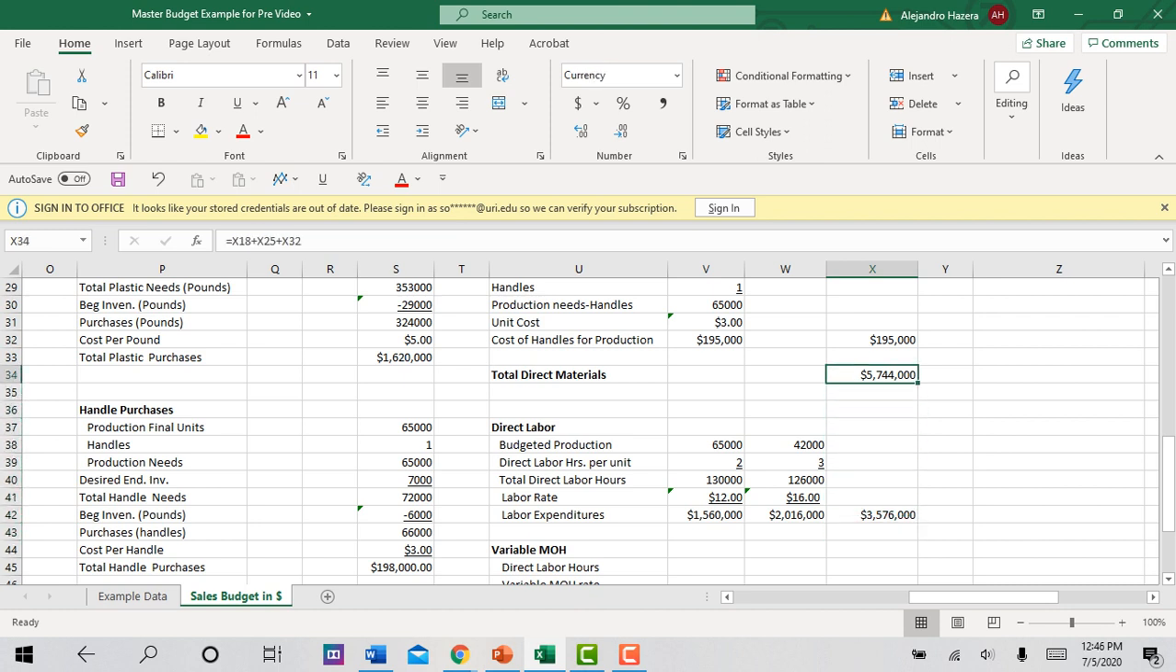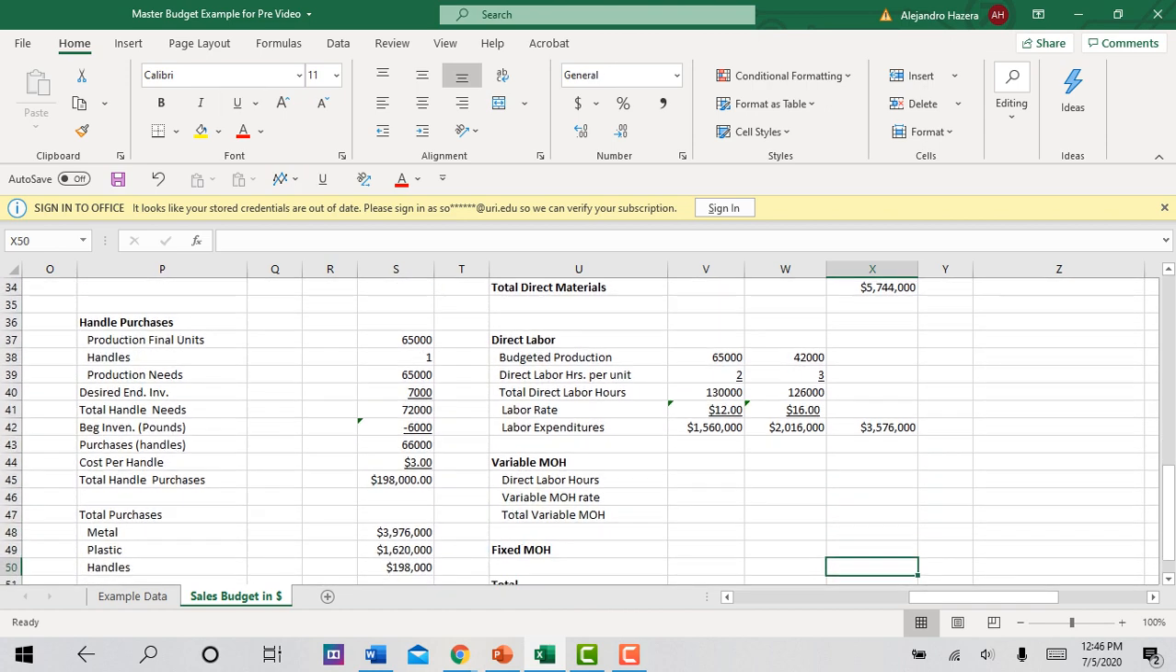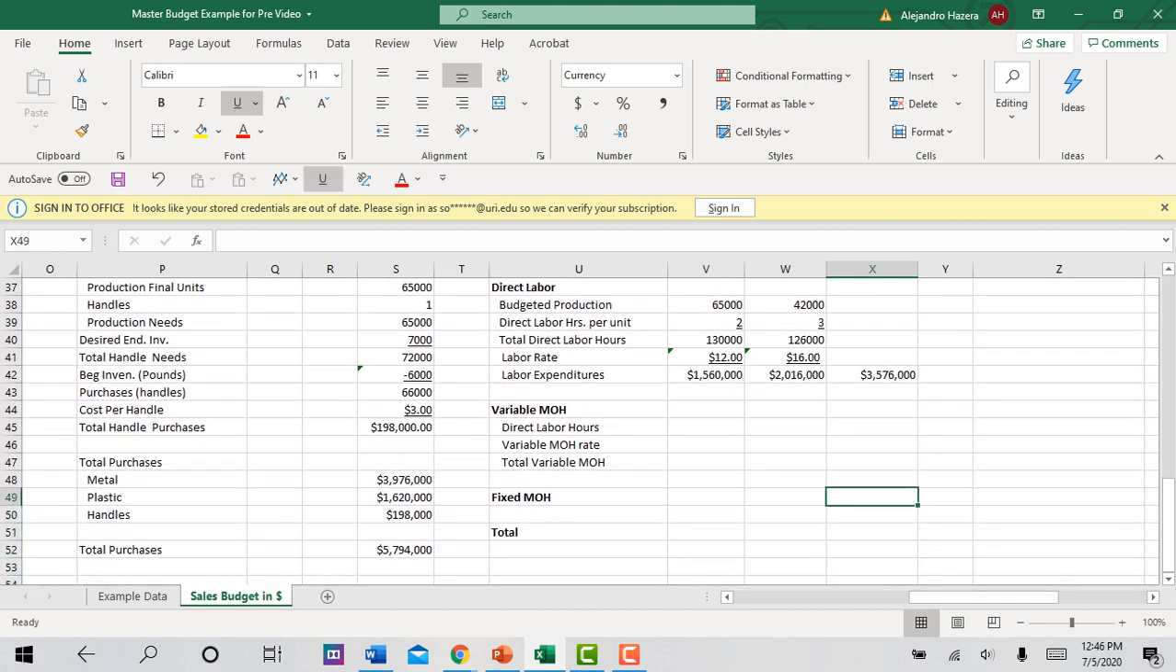So those are total direct labor costs. So far we've got total direct material costs going into production, 5,744,000. Our total direct labor costs going into production are 3,576,000. And the final amount is we just got to calculate our variable manufacturing overhead, and we've got to calculate our fixed manufacturing overhead.